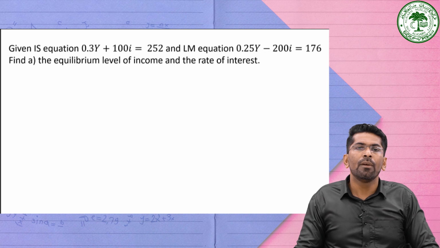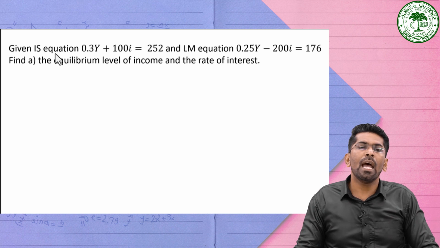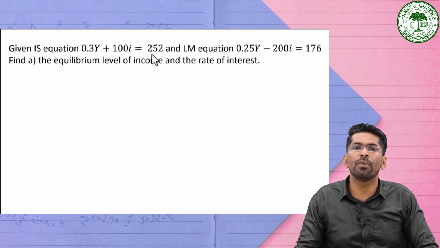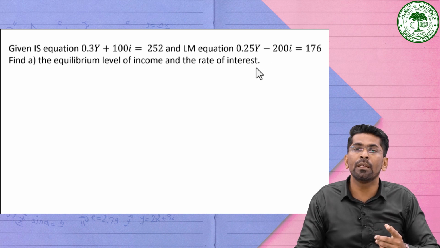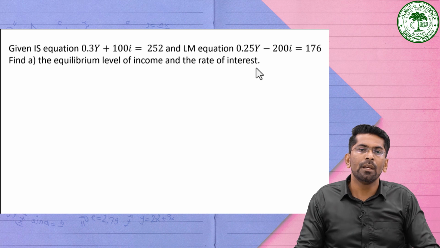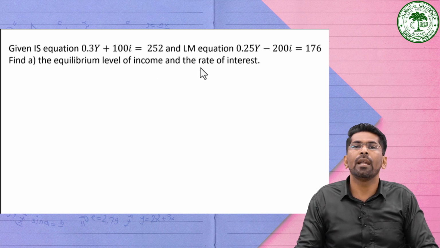Now let us consider an application level question, giving an ISLM model. See here, we have the IS equation, that is 0.3y plus 100i is equal to 252, and the LM equation, 0.25y minus 200i is equal to 176. This example we have already solved by using the method of inverse of matrix. Here again we are going to solve this particular problem by using Cramer's rule. We have a system of linear equations and we want to find the equilibrium level of income and the rate of interest.